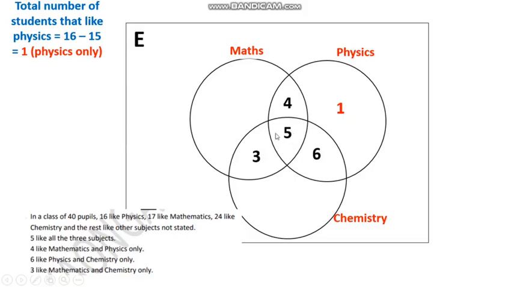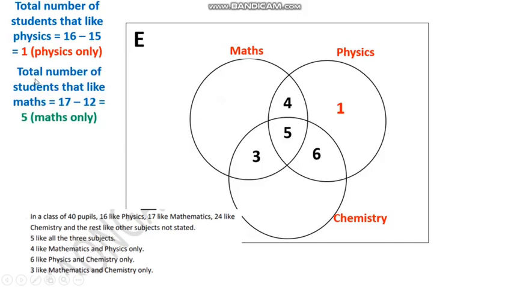When we add these, 4 plus 5 gives us 9. 9 plus 3 gives us 12. So the total number of students that like mathematics is 17. So we are going to subtract 17 take away 12, so that you remain with the number of pupils that like maths only, which is going to be written here.